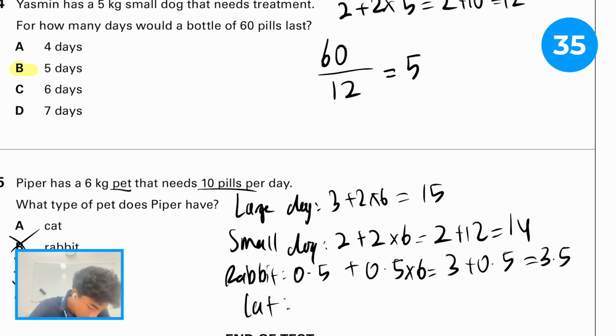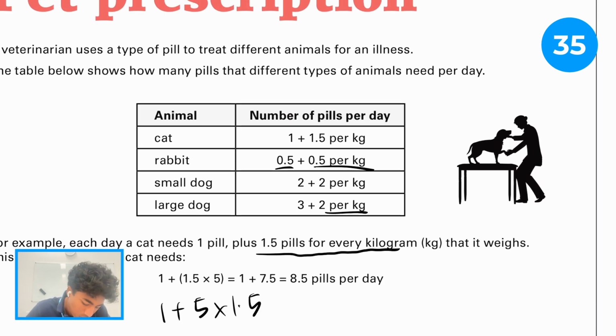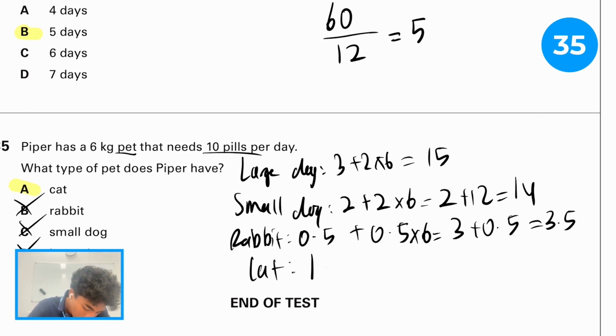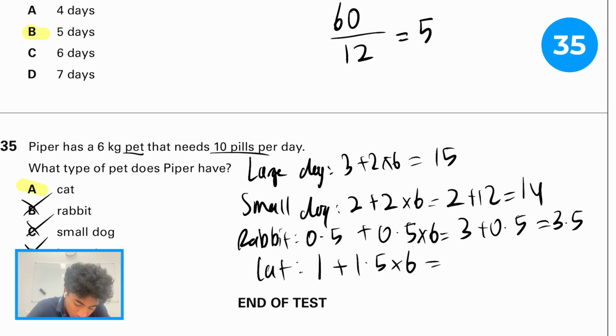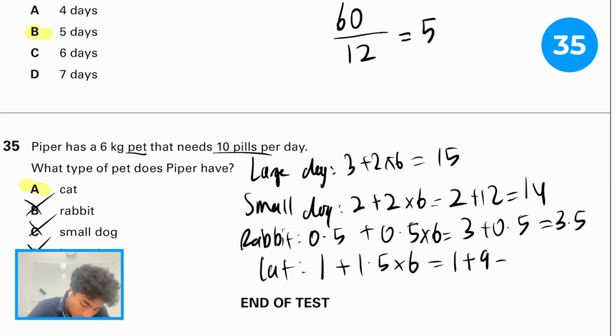Now let's look at a cat. So of course, by process of elimination, it has to be a cat. But for the sake of completion, let's look. A cat needs 1 pill and then 1.5 times every kilo. So if it's a 6 kilo cat, it needs 1.5 times 6. So you get 1 plus 9, which is 10. That means it has to be a cat.